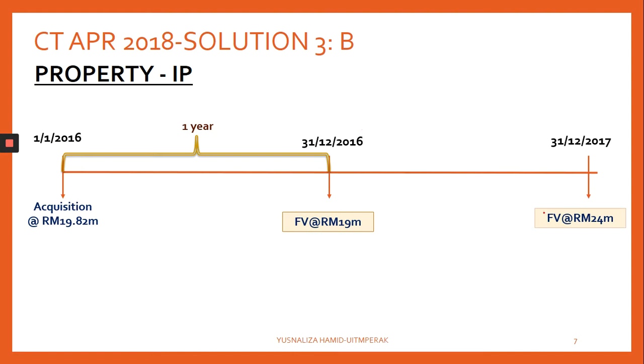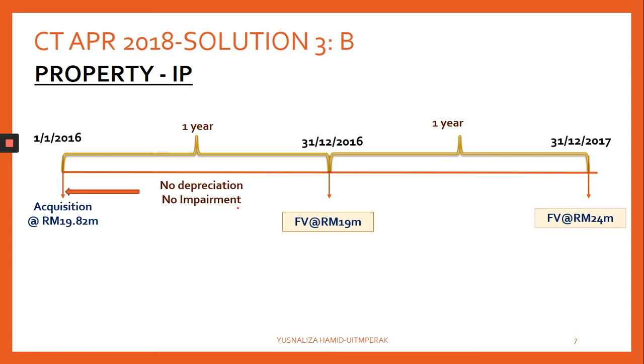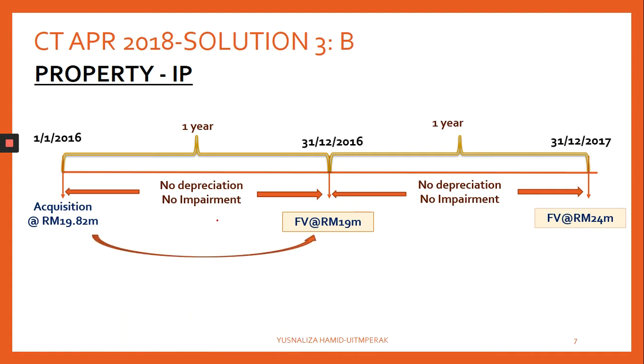When you put this nicely like this, you'll have a better visual of what actually happened to the company. So there is no depreciation and there is no impairment for both years because you adopt fair value model. Yeah, fair value model, no impairment, no depreciation. Next, compare the initial cost, which is the carrying value as at 31st of December 2016. You do not charge depreciation, you do not charge any impairment.